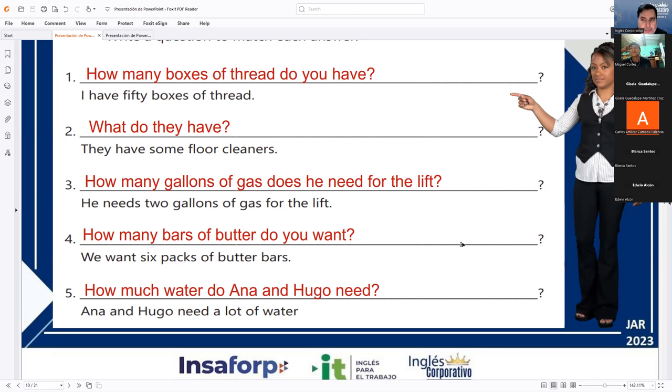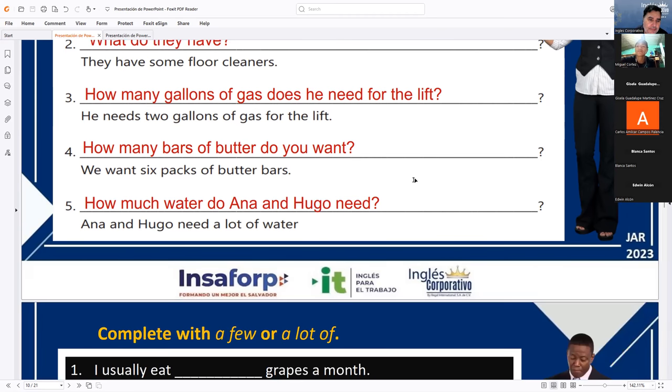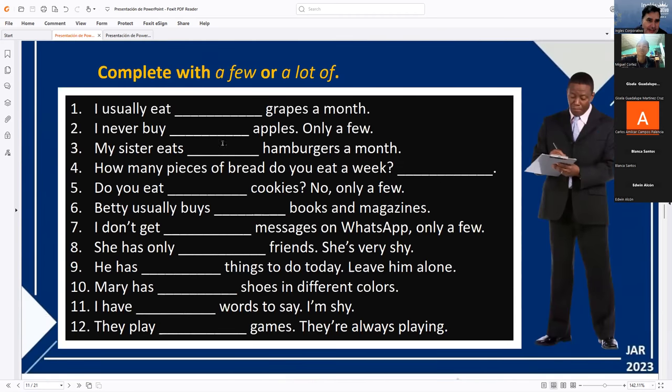One idea in the platform. If in the platform, one form doesn't work, change it, look for another word, another form, until you find the right one. So over here would be testing, testing, testing, until you find the right one, okay? So now this one's complete with a few or a lot.